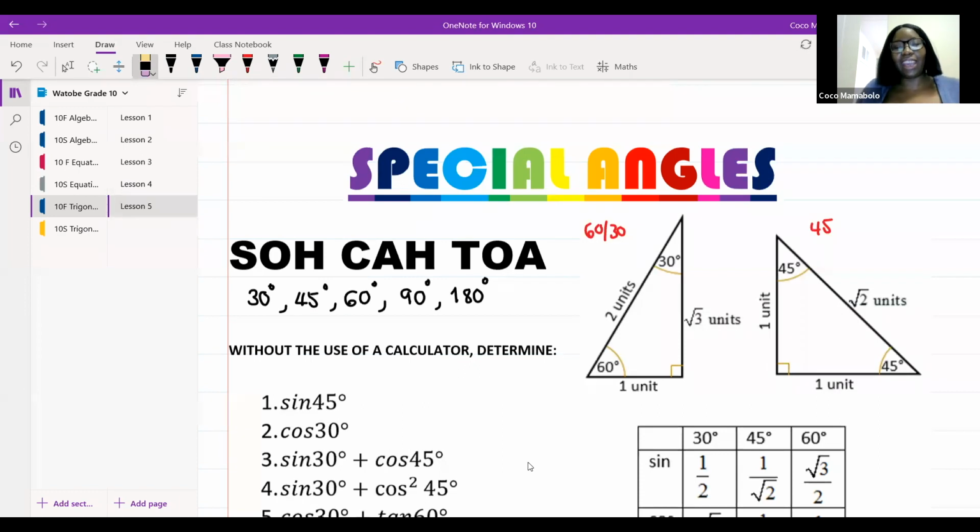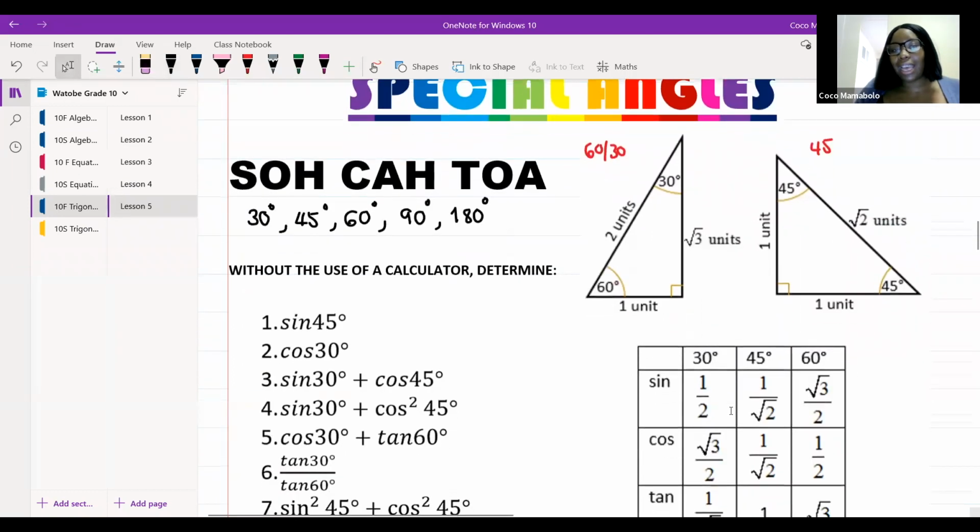So we're going to remember 1, 2, root 3. Now, for our 45-degree triangle, we're going to remember 1, 1, root 2. My short sides are both 1 and 1, and then I've got root 2 on my hypotenuse. We're going to try and commit this to memory. It goes a lot faster, especially in grade 11 and matric, if you are already familiar with the special angles.